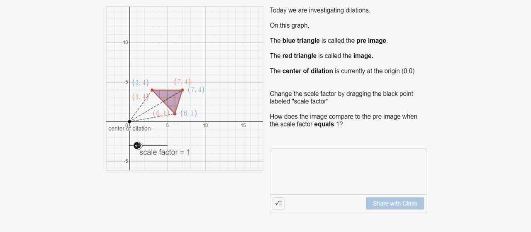If you adjust the scale factor to less than 1, notice how the red one, the new one, is a similar triangle to the pre-image, the blue one. It has the same shape, but a different size, and it also has the same orientation. So that's when it's less than 1. It's getting smaller than the pre-image. Now, if it goes greater than 1, notice how it gets larger than the pre-image. It's the same shape, same orientation, but a different size.